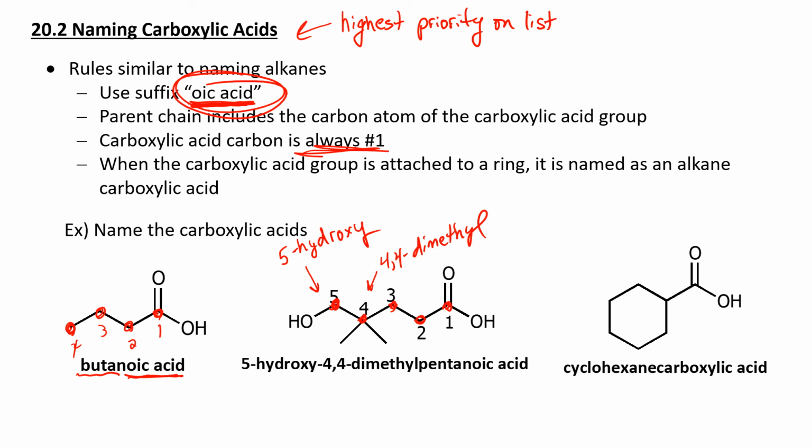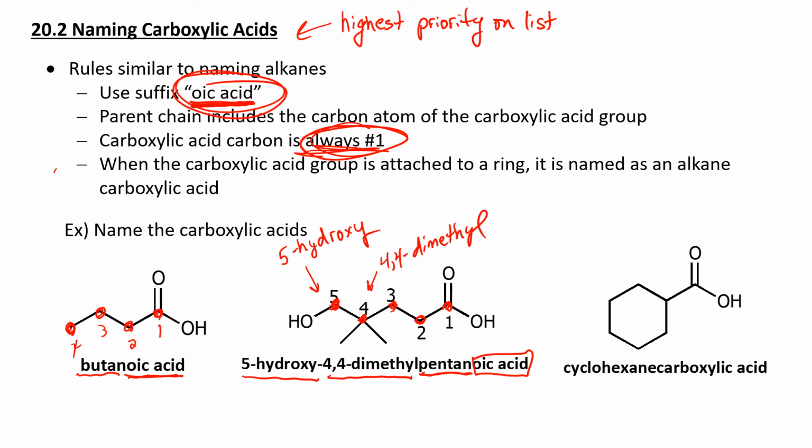So you don't have to include the 1 because the rule says it's always number 1. Putting it together, you have a 5-hydroxy, 4,4 dimethyl, because it's 5 carbons in the chain, pentan, and then here's our suffix name, pentanoic acid.